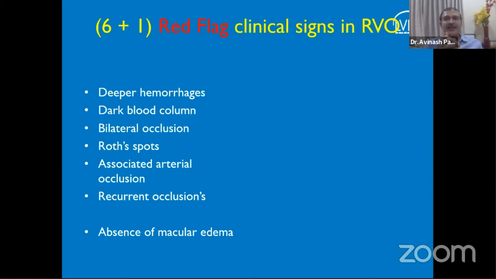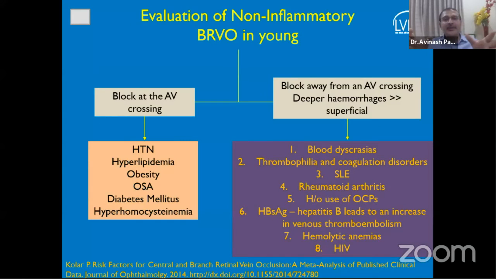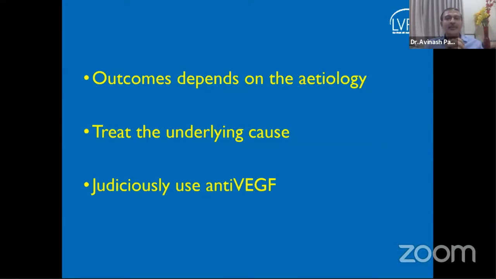Just about red flag clinical signs: deeper hemorrhages, darker blood column, bilateral occlusion, rod spots, associated arterial occlusion, recurrent occlusion, and absence of macular edema are important red flag signs. And for evaluation, for those where we consider the block at the AV crossing, we know the etiologies of hypertension, hyperlipidemia, obesity. But those which are not at the AV crossing have to have a detailed evaluation. So outcomes primarily depend on the etiology: treat the underlying cause, and be judicious in using anti-VEGF, especially in a younger individual who presents with vascular occlusion.